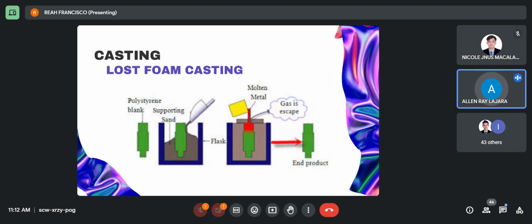So ito naman po yung process ng lost foam casting. Sa lost foam casting, ang ginagamit natin is polystyrene. Ilalagay mo siya sa isang box, tapos ilalagay mo sa gitna yung polystyrene, then yung palibot ng polystyrene, pupunuin mo siya ng sand. Then ilalagay mo na doon sa polystyrene yung molten metal. Tapos yung polystyrene, pag nilagyan siya ng molten metal, mag-evaporate siya kasi yun yung kanyang characteristic.